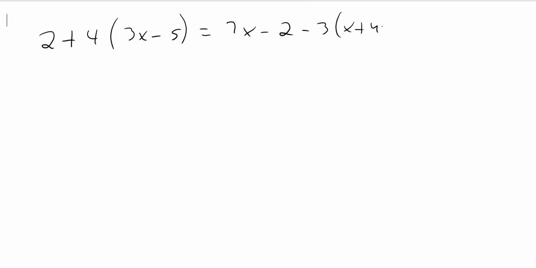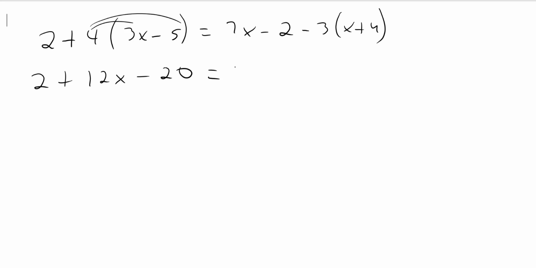So if I did 2 plus 4 parentheses 3x minus 5 equals 7x minus 2 minus 3 parentheses x plus 4. Okay, whew, that's a crazy looking problem, but it's actually not bad. Again, please don't say 2 plus 4. The 4 is distributed, so I'm going to write 2 plus 3x times 4 is plus 12x, and then 4 times negative 5 is minus 20.